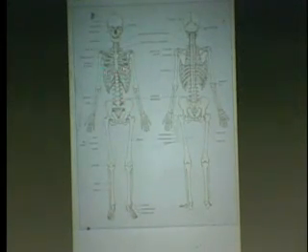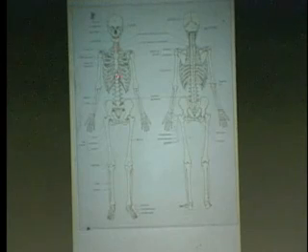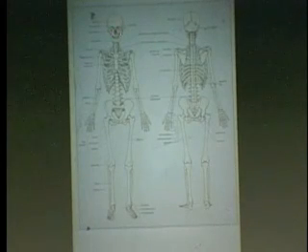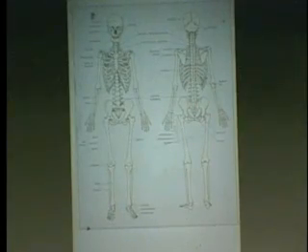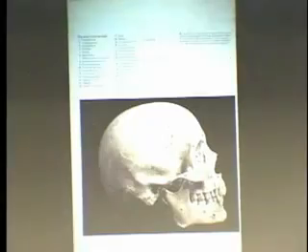We talked about the ribs having hemopoietic tissue. The sternum having hemopoietic tissue. The mandible being an irregular bone. The maxilla being an irregular bone. The frontal being a flat bone. Scapula being a flat bone. Next one.